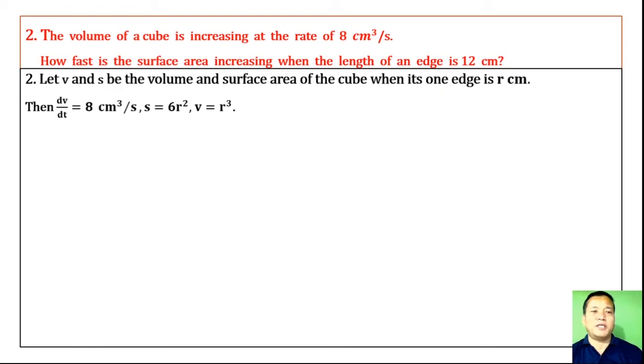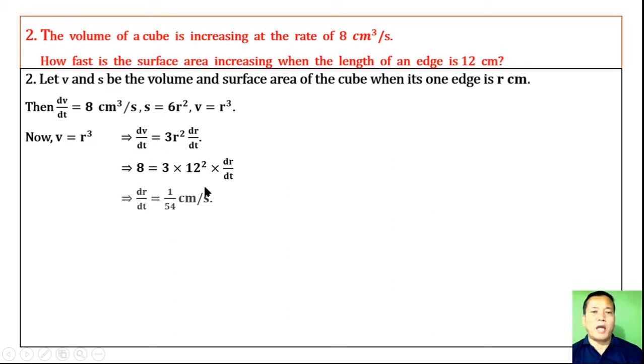Therefore, dB by dt is 8 cm cube per second. Surface area of a cube is equal to 6r square and volume of the cube is b equal to r cube. Now b equal to r cube, differentiating both sides with respect to t, we get dB by dt, which is equal to thrice r square, but r is a function of t, therefore we have to multiply by dr by dt. dB by dt is given 8, r is given 12. We have to find out dr by dt, which is 1 by 54 cm per second.